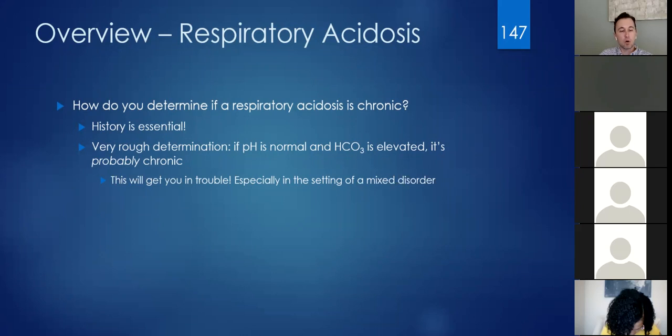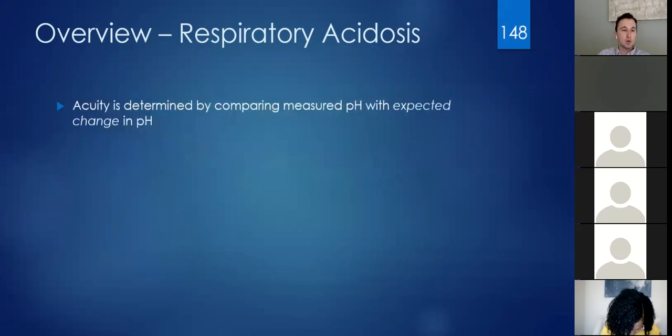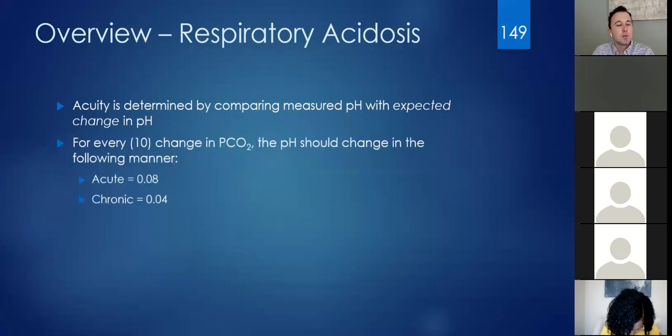Okay, so we need a more precise method of determining if it's acute or chronic. Acuity of a respiratory disorder is determined by comparing your measured pH with an expected change in pH. This is like our Winner's formula, where you're getting an estimated value and comparing it to your actual value. You're doing the same thing for your respiratory disorders in terms of pH, and that'll tell you if it's acute or not. So for every 10 points of change in your CO2, your pH should change by 0.08 if it's acute, or 0.04 if it's chronic.